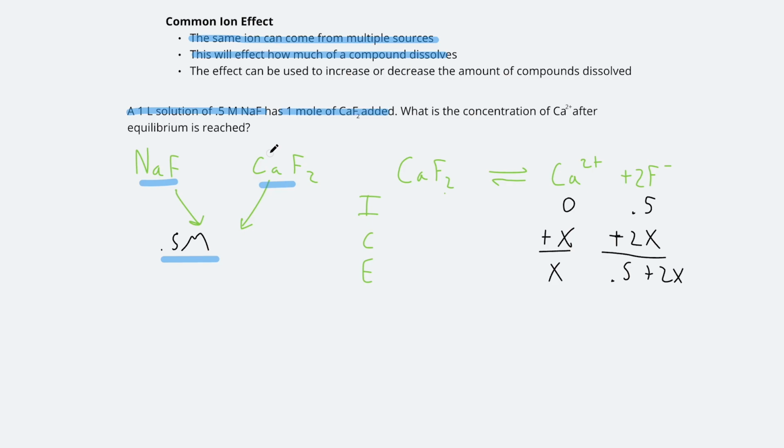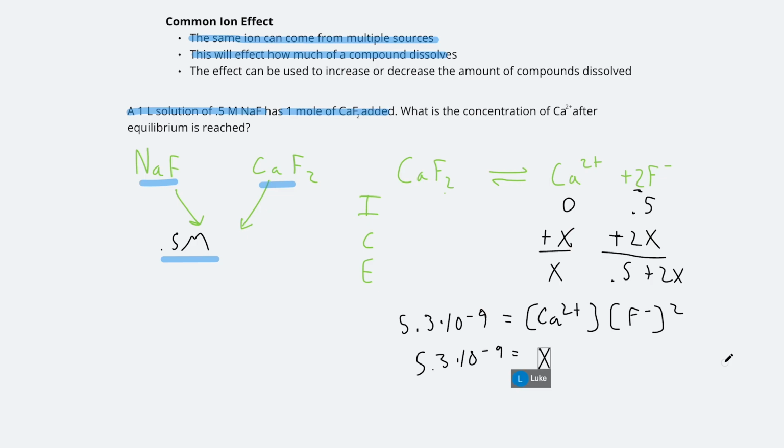We're going to plug this into the Ksp for calcium fluoride. So the Ksp for that was 5.3 times 10 to the negative 9. That was from the last problem, so they'd have to give you this value. And then that equals the concentration of calcium times the concentration of fluoride. But just remember to raise the fluoride to the second power because of that coefficient. Then put in your variables that we solved using the ice table. So we have x for the calcium ions times 0.5 plus 2x, and then do not forget to square that value.